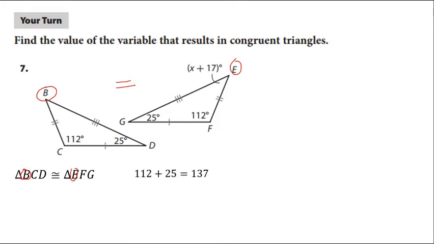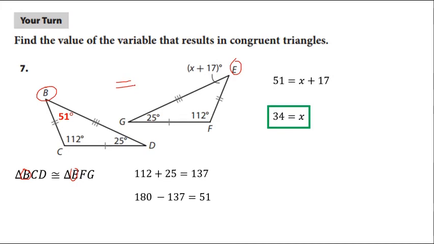So again, I add them up. I get 137. I subtract that from 180. I get 51. That means angle B is 51 degrees. Now I just set both angles equal to each other: 51 equals x plus 17. I would subtract 17 from both sides, which gives me x equals 34 as my variable that makes the two triangles congruent.